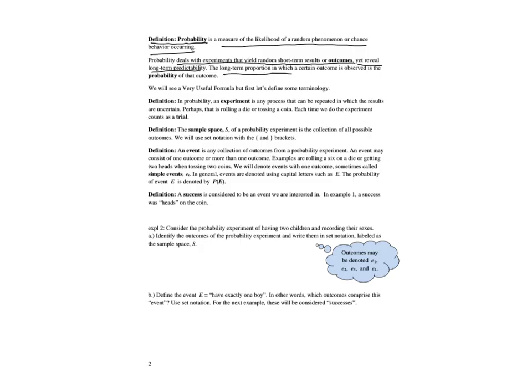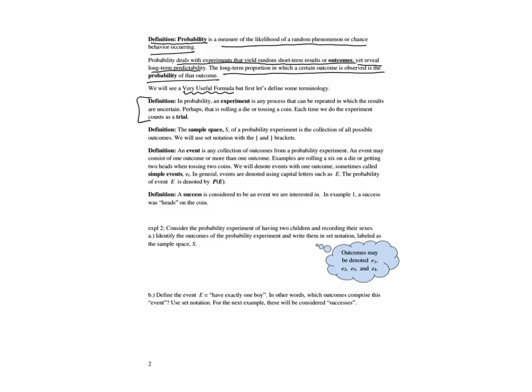The long-term proportion in which a certain outcome is observed is the probability of that outcome. So again, over time, as I flip more and more coins, like we saw on the first page with the applet, the proportion of getting heads was approaching that 1/2, which we say is the probability of getting a heads on a coin. We will see what I call the very useful formula in a little bit, but we first have some terminology.